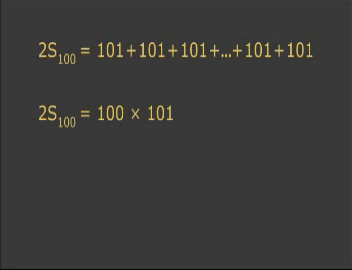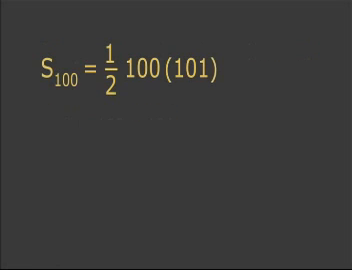2S100 equals the product of 100 multiplied by 101. Therefore, S100 equals one half times 100 times 101. This equals 5,050, which is our answer.